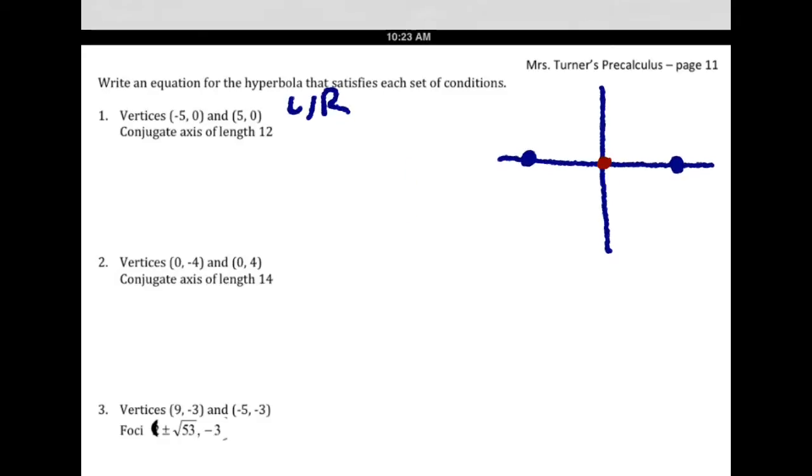Okay, so let's check that. The numerator here is x squared minus y squared equals 1. So all we have to figure out now is what's going on with our denominators.